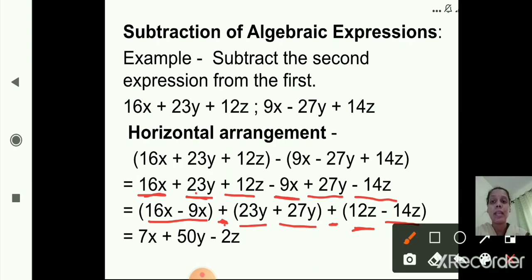Now the next step is that we will solve the brackets. 16x minus 9x. What is the answer? Correct, 7x. So the answer is 7x. Now which sign is there? Plus. That we will write down as it is. Now solve the second bracket.